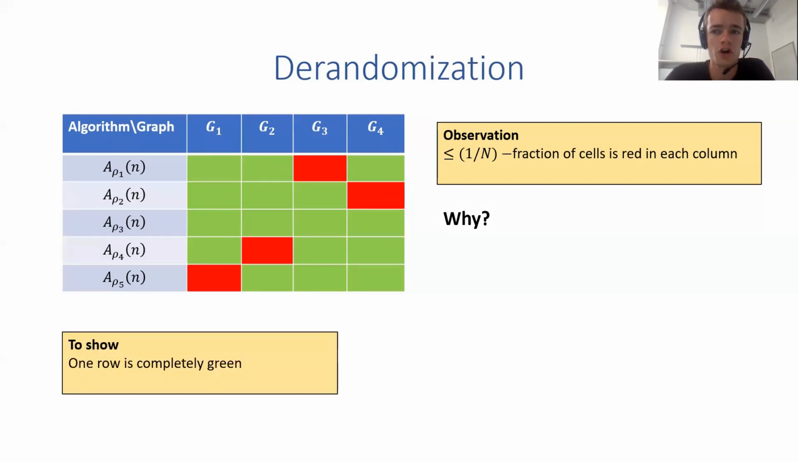Now what we want to show is that there exists one row which is completely green, because then there exists some fixed deterministic algorithm that succeeds on all input graphs. And that is exactly what we want to show.